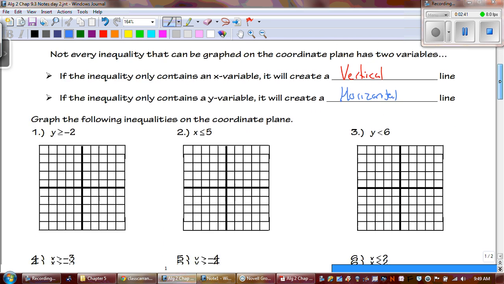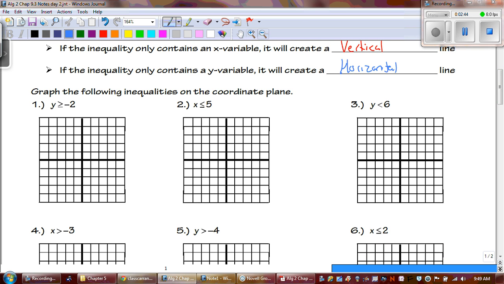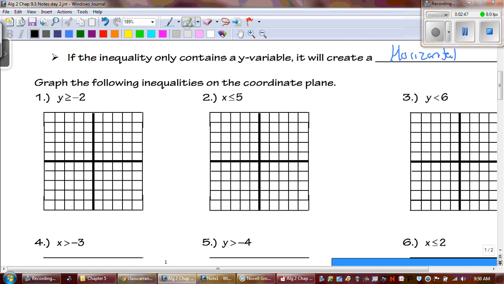So let's graph the following inequalities on the coordinate plane. So first thing we need to look at is the variable. One variable, and it's a y, so this is going to be a horizontal line, and it's going to be a horizontal line at -2. Now, is it going to be open or closed? Well, first off, remember, looking at the inequality symbol, is it greater than or less than? All right, that's the greater than symbol, or equal to, because it's got that line underneath it.